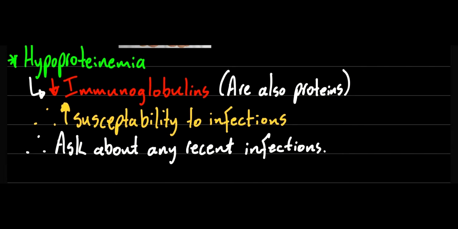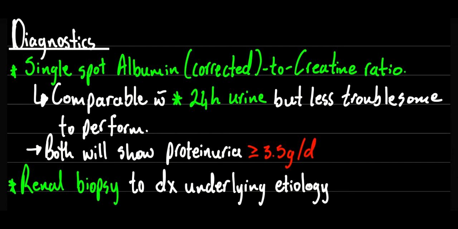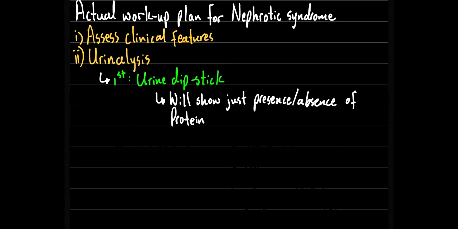So for diagnosis of nephrotic syndrome, the main feature will be high proteinuria greater than 3.5 grams per day. A single spot albumin to creatinine ratio or 24-hour urine collection are diagnostic tests of choice. Renal biopsy is indicated to detect the underlying etiology. So for the actual workup of nephrotic syndrome, we first assess clinical features, so edema, thrombosis, infection. Secondly, we do urine analysis. We first do dipstick test, but remember that it just shows you the presence or absence of proteins and not the amount of protein loss.